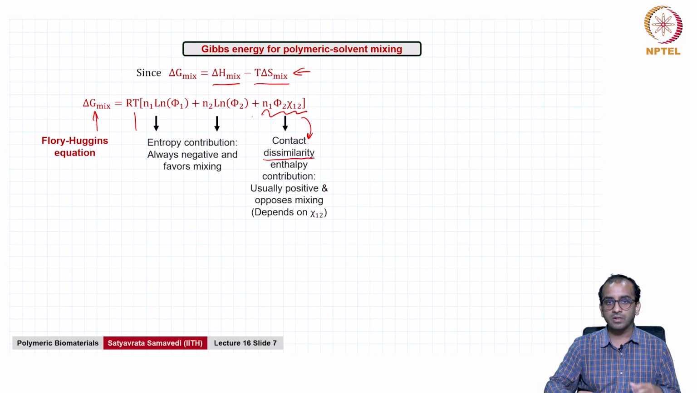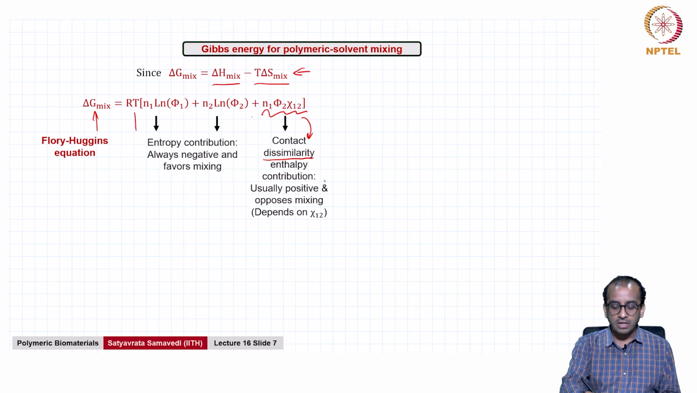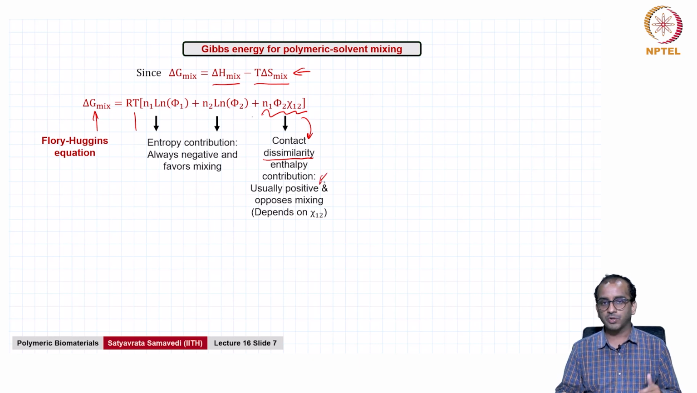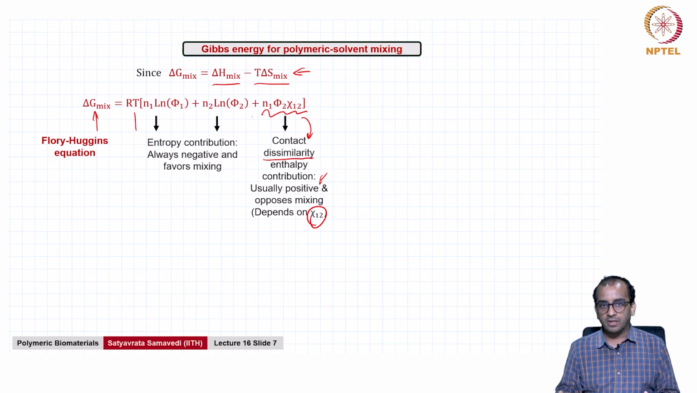Dissimilarity, what we mean is the neighborhood of a molecule of polymer changing from its own self to that of the solvent surrounding it. That is what we mean by dissimilarity. This is usually positive and opposes mixing, but again it depends on the value and the sign of Chi12.